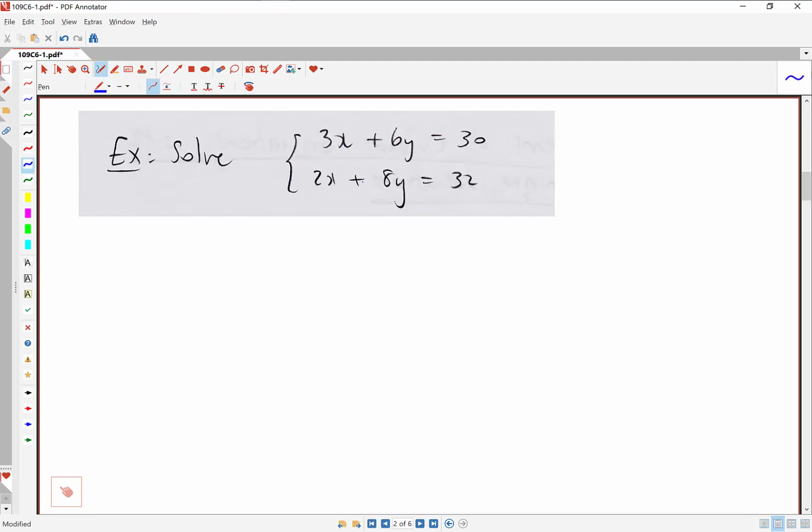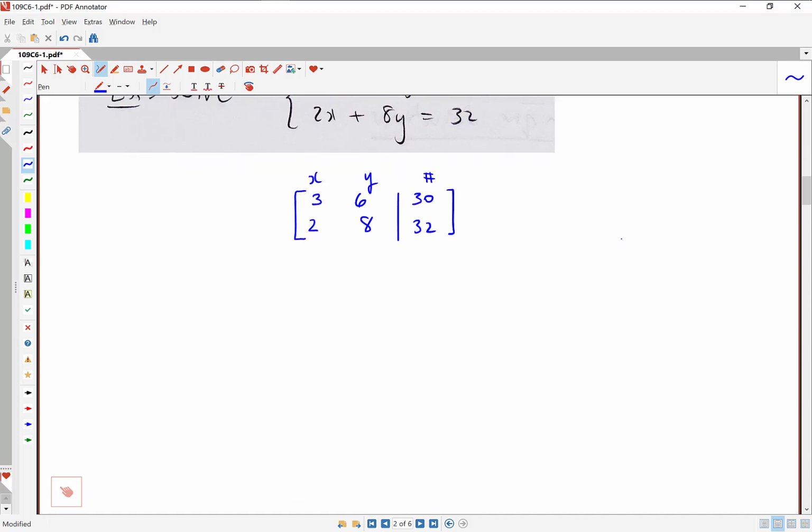Let's try to solve the following system of equations. First thing we're going to do is write this down in matrix form, just like we did before. The columns are going to represent our different variables. The vertical bar here represents our equal signs, and over on the right side, we're going to write down our numbers. We're just pulling the coefficients out of the system. So we'd have 3, 6, 30, 2, 8, and 32.